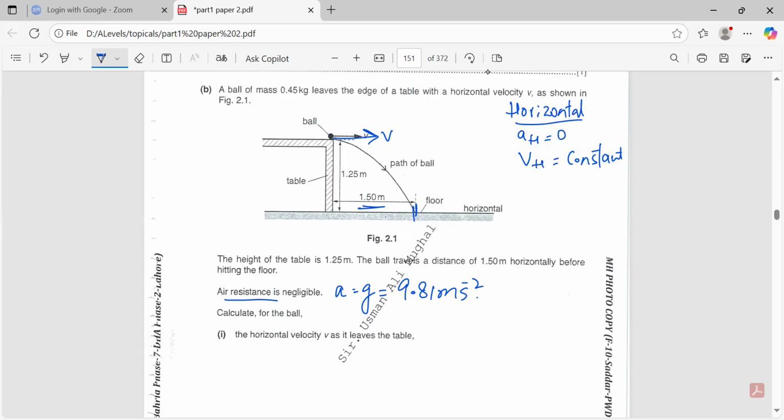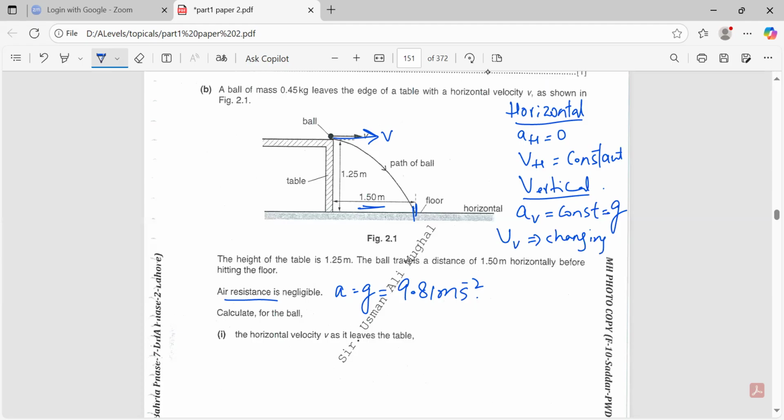And whenever there is a vertical scenario, acceleration along vertical will always be constant, and that constant acceleration is equal to g. So it depends whether it's rising or falling, positive or negative. And last but not the least, the velocity along vertical is always changing. When it is rising, it is decreasing. When it is falling, it is increasing.